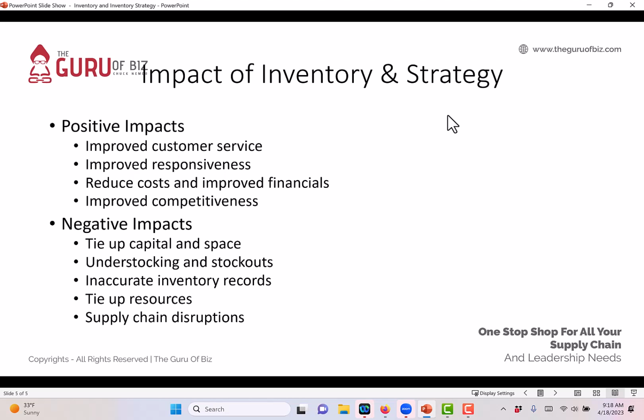Now, on the negative side, we tie up capital, we tie up space, which results in unnecessary costs and reduced profitability. It can lead to stockouts and lost sales, less happy customers, less revenue. Customers may not come back if we get a reputation of not having what we say we have. So it can lead to mismanagement of inventory, which can mean increased costs and decreased profitability. Because we don't trust our inventory, we might carry more safety stock, which ties up money.